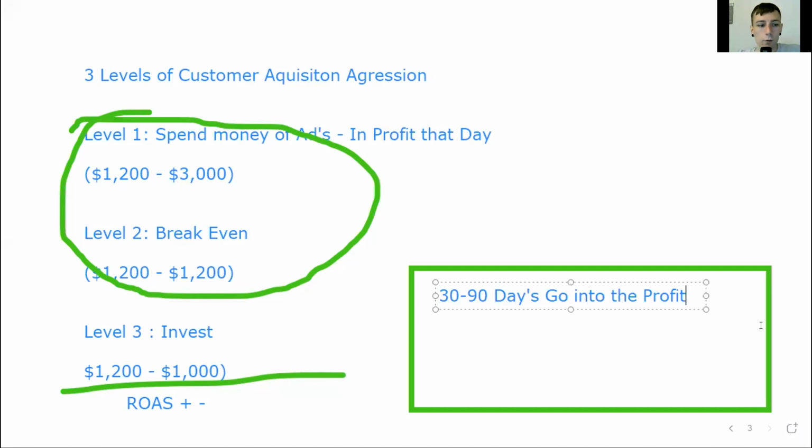Okay, so if you're just starting out, you need to make a profit to be able to reinvest again and things like that. So these are just the 3 levels. And that's why we worked out our cost per lead and cost per acquisition and things like that.